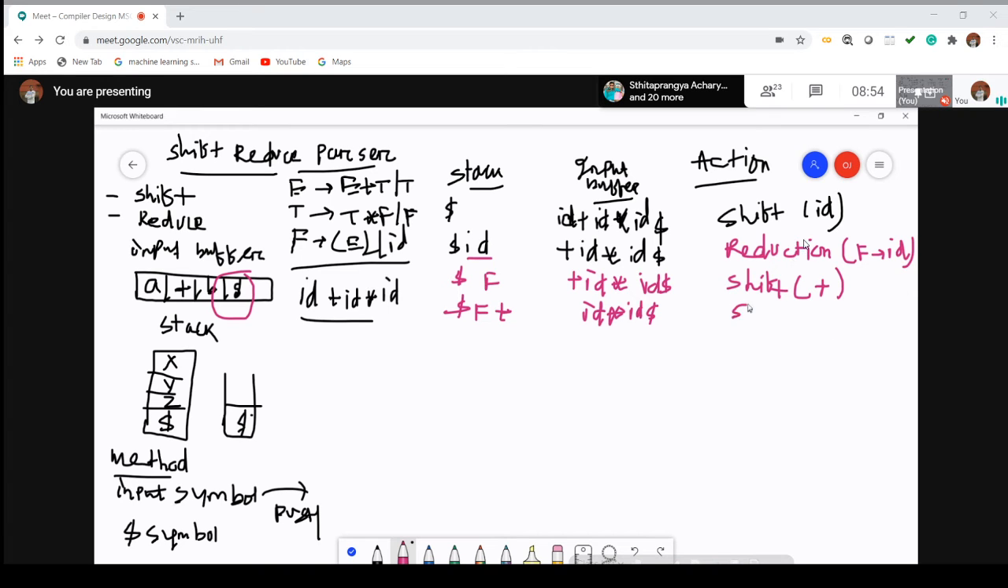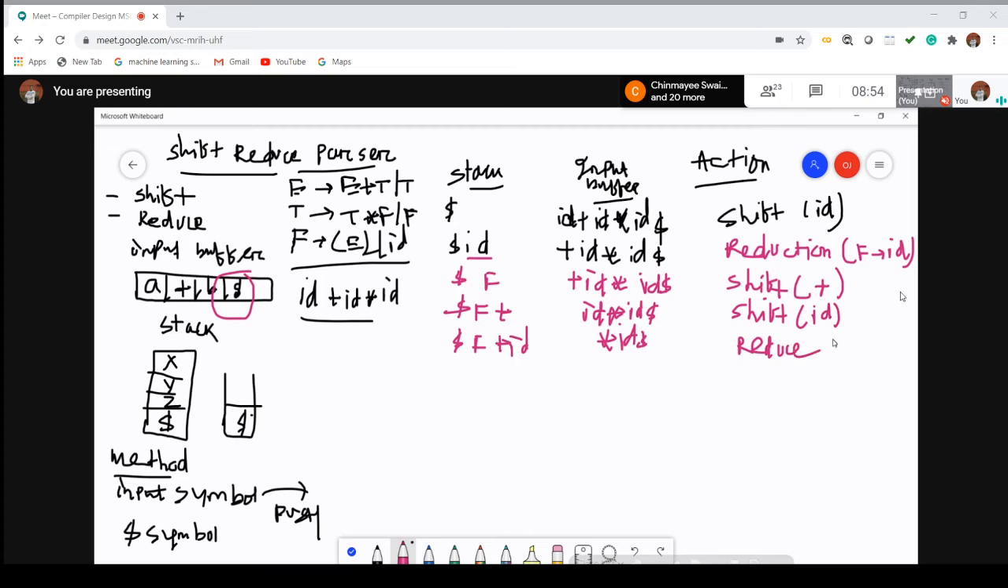Again, I have to perform a shift operation. Which value is to be shifted? The id value is to be shifted. If I shift the id, then it will be F plus id. Then the rest will remain the same: star id and a dollar. Again, there is a production from F to id, so it will be reduced.